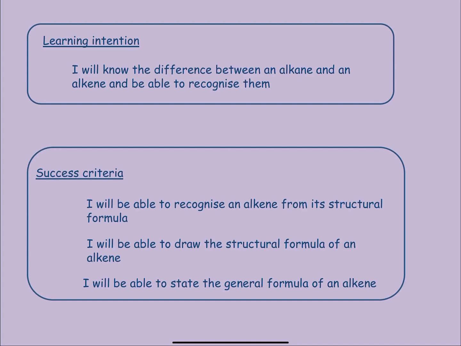You need to know the difference between an alkane and an alkene. That's one of the learning intentions for today. You should be able to recognise an alkene from its structural formula and how that's different from an alkane. You should be able to draw the structure of all 7 of the alkenes. Remember, there's no methene with 1 carbon. The first alkene is ethene, and you should be able to state the general formula for an alkene as well.